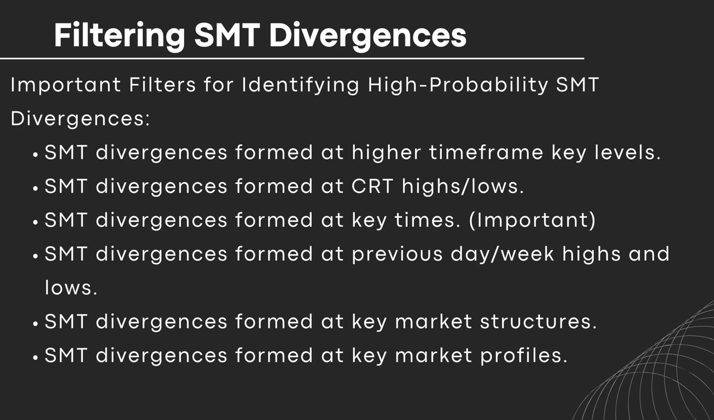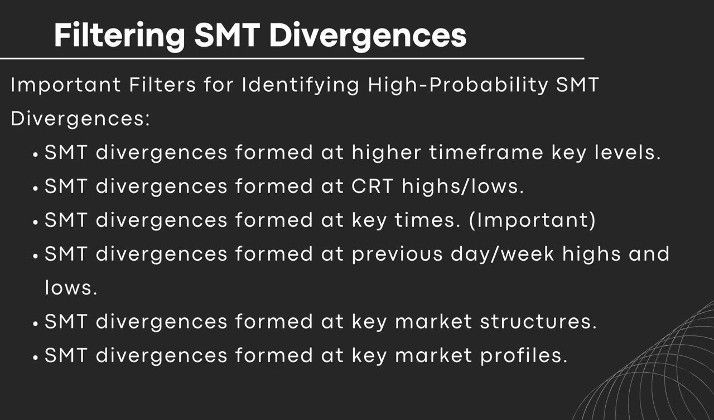The best, most important, high probability, and true SMT divergences are formed and produced at key levels and higher time frame key levels, right? If you find an SMT divergence at a random place, then it's not going to work, right? The only time they're going to work is when they're formed at key levels, right? Write this filter down and make sure that every SMT divergence you find and trade must have this characteristic. Otherwise, you should not use it or trade it.